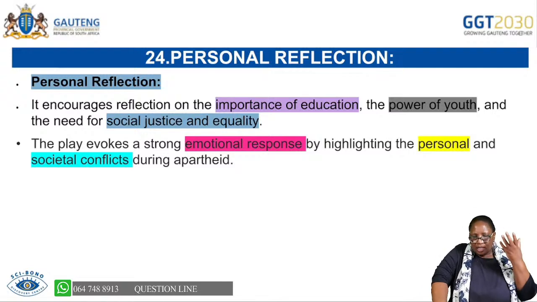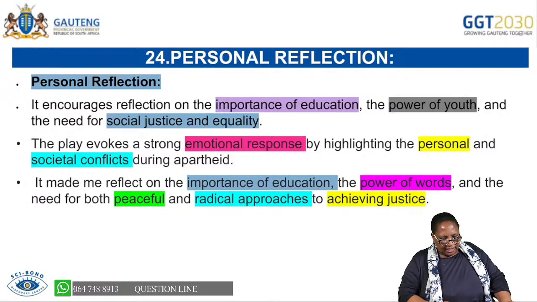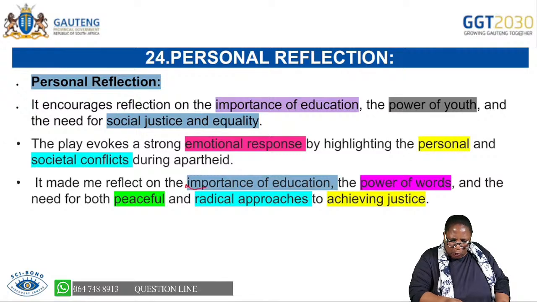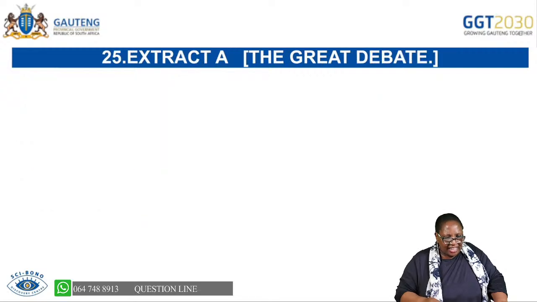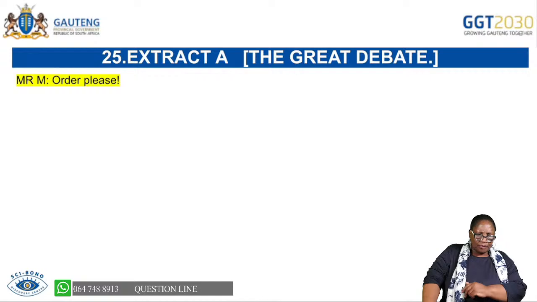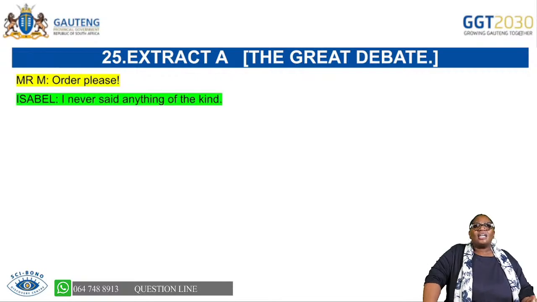Importance of education, the power of the youth, social justice and equality. Right. The play will want to look at the importance of education, the power of words, peace, radical approach, and achieving justice. Now, let's read extract number 1 in the book.